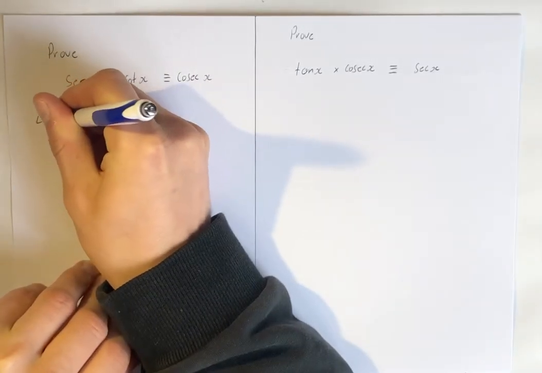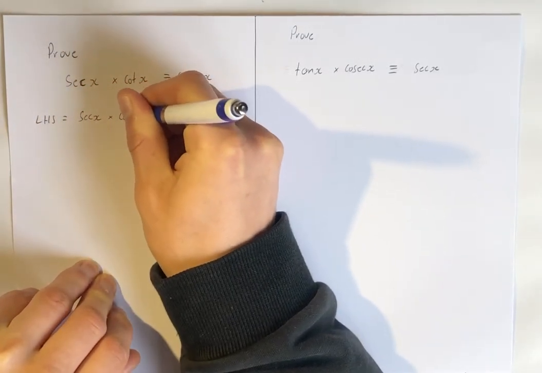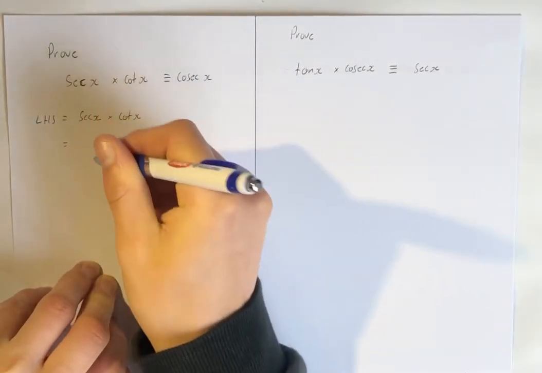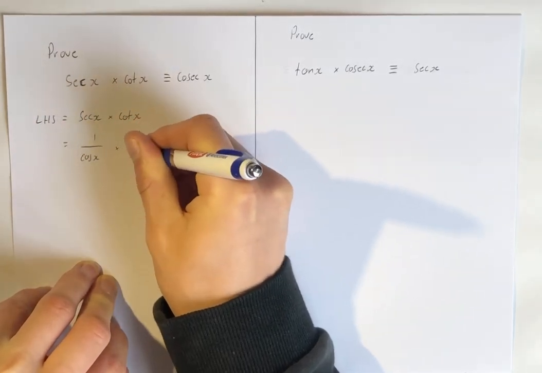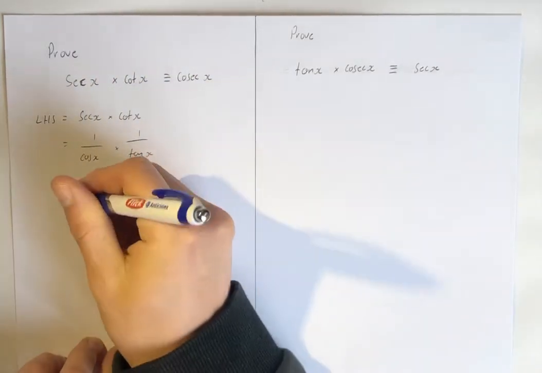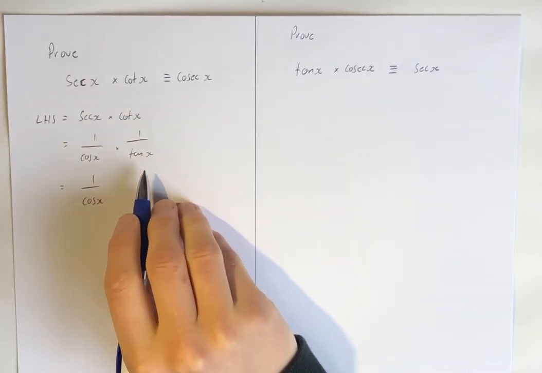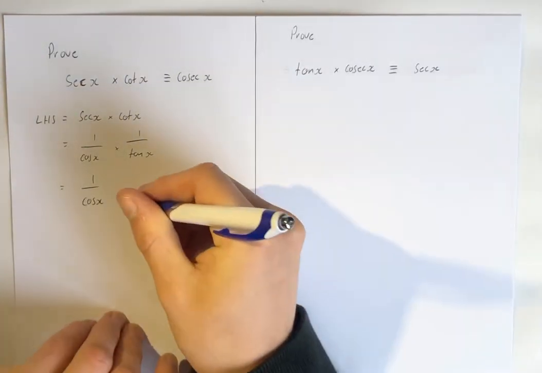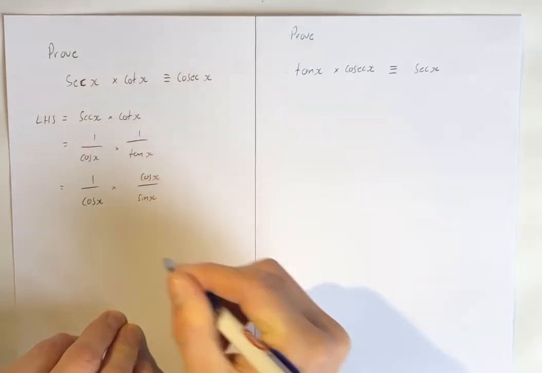we start with the left hand side. Well, that's equal to sec x times cot x, secant x times cotangent x, and secant x is 1 over cosine. So 1 over cosine x times 1 over tan x, since cotangent is 1 over tangent x. So that's going to be 1 over cosine x, and that's the reciprocal of tan. And the reciprocal of tan is going to be cosine over sine, times cosine x over sine x.